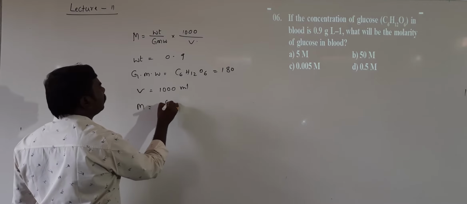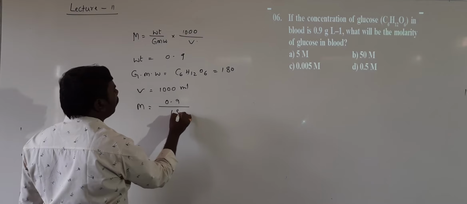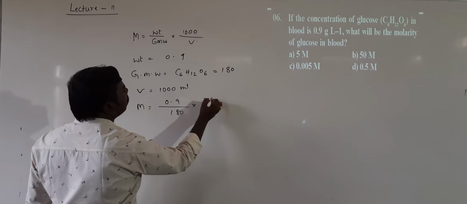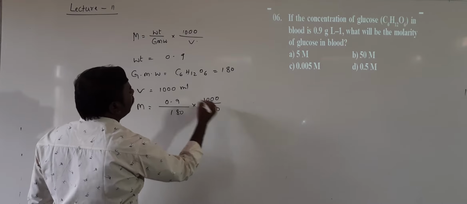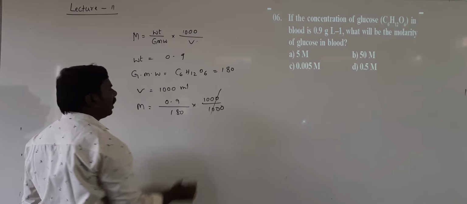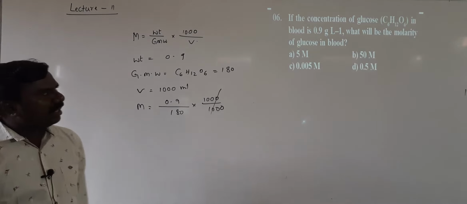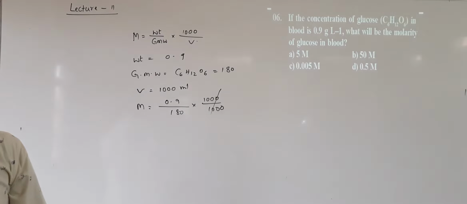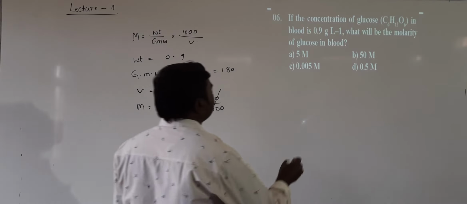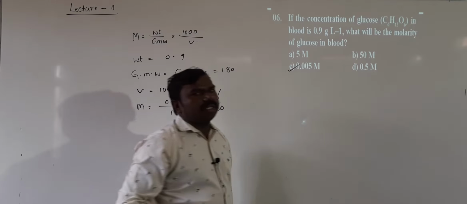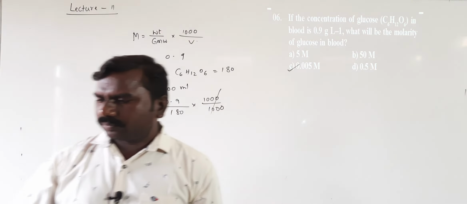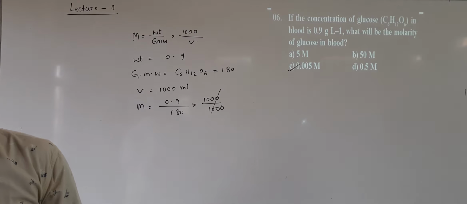Molarity equal to 0.9 by 180 into 1000 by 1000. Then on solving you will get the answer here. The answer will be 0.005 molar. It is option C, correct. Next bit.